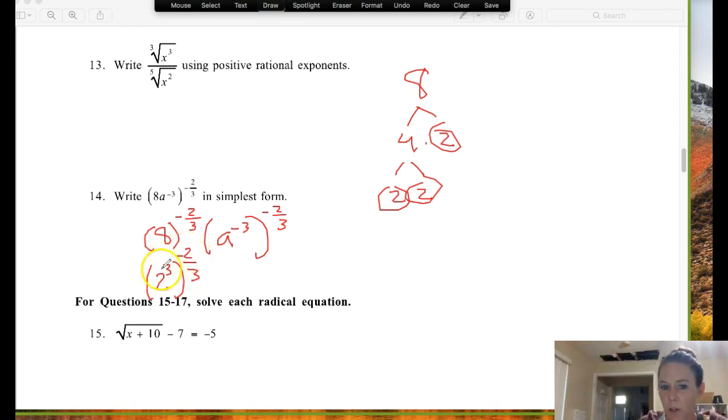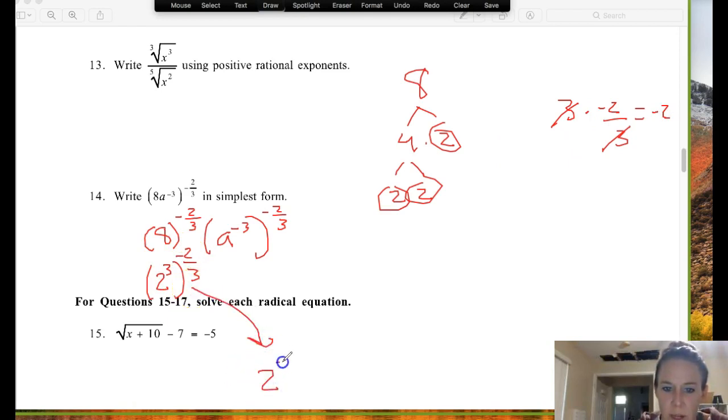Okay, a power to a power is a multiply problem. So this is 3 times negative 2/3. Well, the denominator cancels with the numerator and just leaves me with negative 2. So when I multiply this across, I'm just going to get, and let's write it down here, 2 to the negative 2 power. The 3 and the 3 cancel when I multiply and I get negative 2.